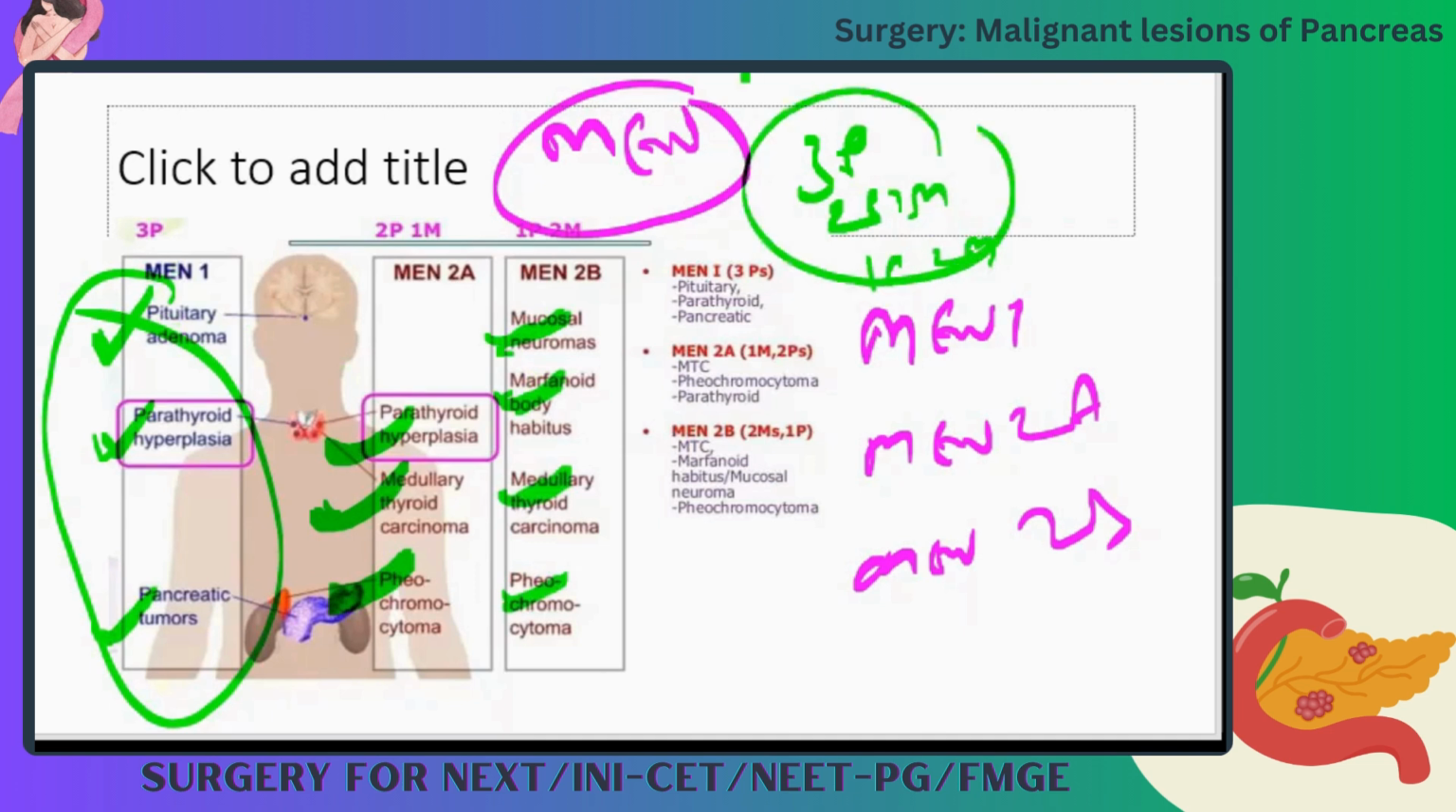This is a simple way to remember. 3 P's: pituitary, parathyroid, pancreas. 2P, 1M, that is parathyroid, pheochromocytoma, and M is medullary thyroid cancer. And 1P, 2M: marfanoid habitus, mucosal neuromas, and medullary thyroid cancer and pheochromocytoma. Just mug it up, read once or twice, it will be easy. Just remember this picture, you will remember it.